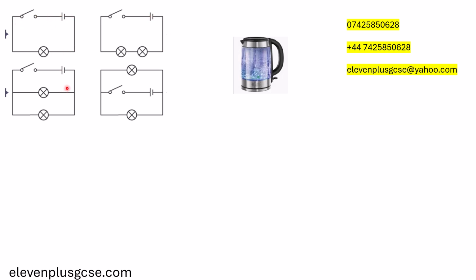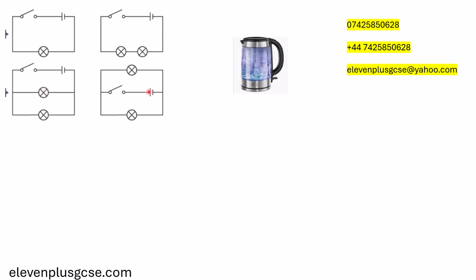However, these ones are parallel. Parallel means that there's more than one path that the current can go. For example, if the current is coming through here and this is closed, it will go like this and can either go through this loop, or it can go through the lower loop, this one. You see this? So the current has got two paths that it can follow. This is parallel to that. The same as this one.